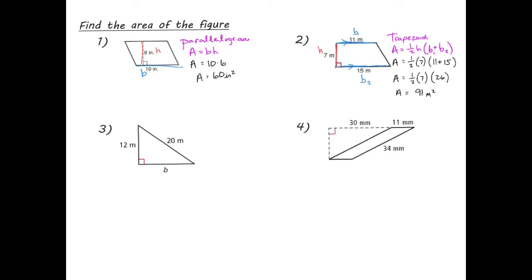And on this one, we're dealing with a triangle. So the area is 1/2 of the base times the height. But you'll notice that when we find our base and our height... Ooh, it's a right triangle, right? I have the height here, but I don't know what the base is. So in this example, we need to find the base.